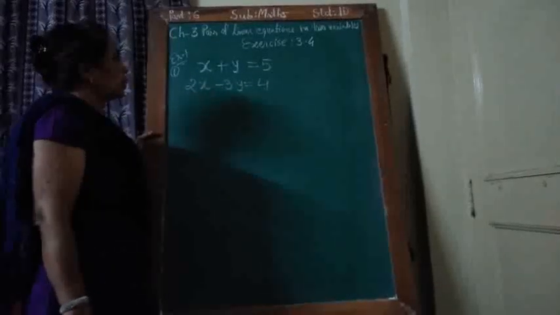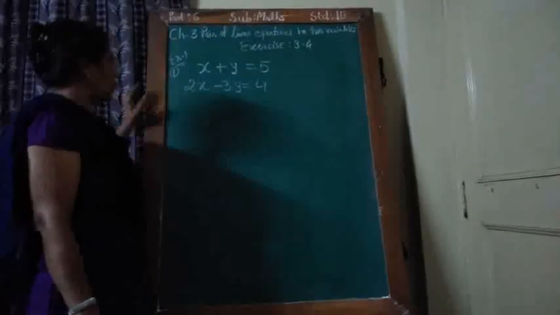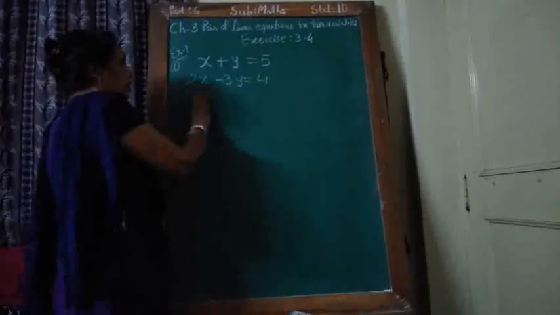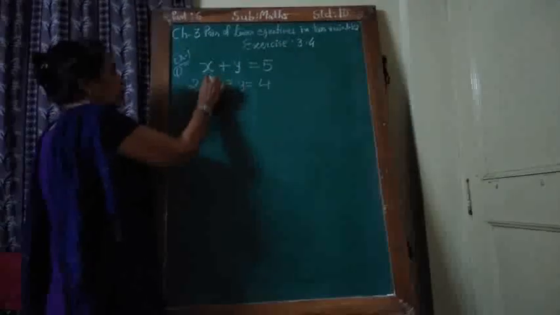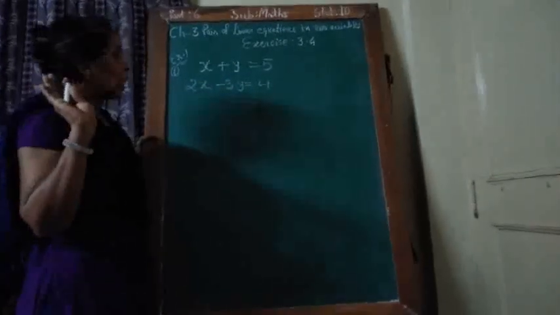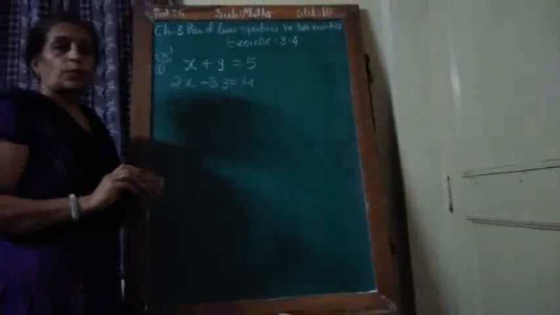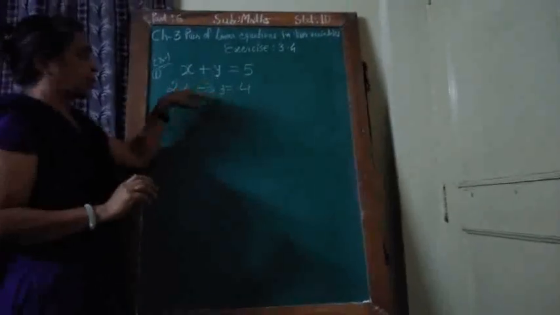So here I explain the elimination method by taking example 1, number 1. There are two equations. In the substitution method you know how to solve the equations, but in the elimination method you make the coefficient of one of the variables the same. So here the coefficient of x is 2 and here the coefficient of y is minus 3. Clear? So what you have to do? You make the coefficient of one of the variables the same.